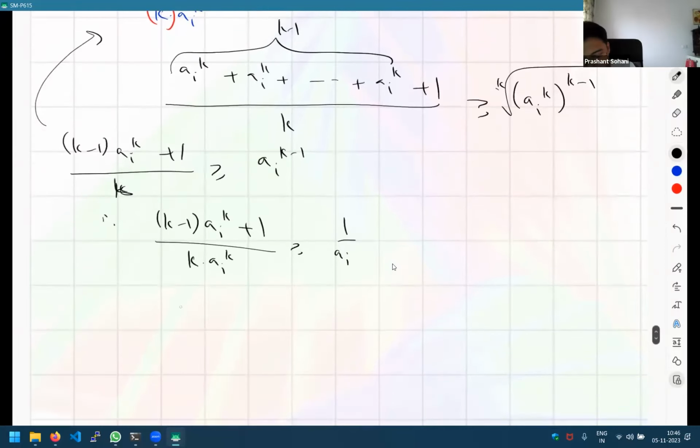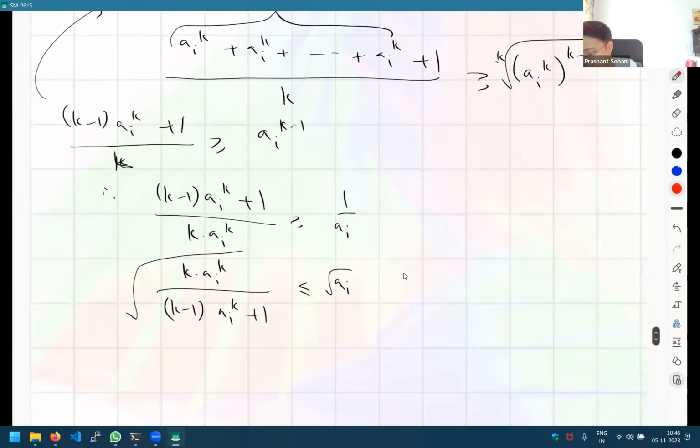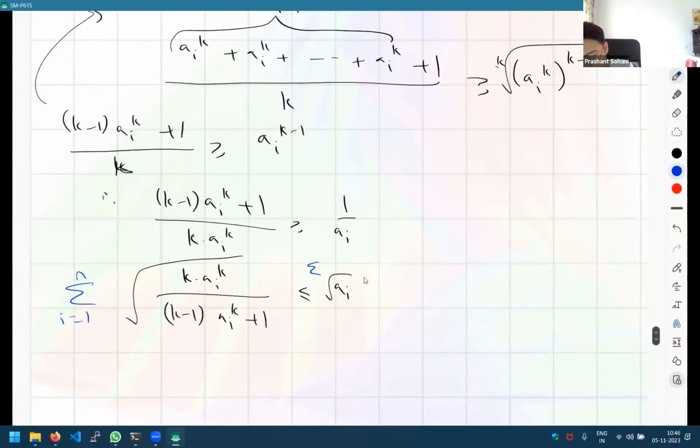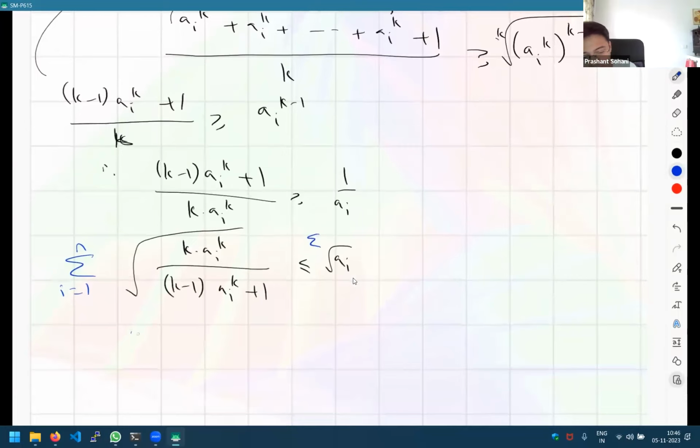And so if I take the reciprocal again, the sign will flip. Right. And so therefore, if I take the sum of this as i goes from 1 to n, what I'm going to get is this whole sum is less than or equal to this sum. And now this sum itself is going to be less than or equal to n.